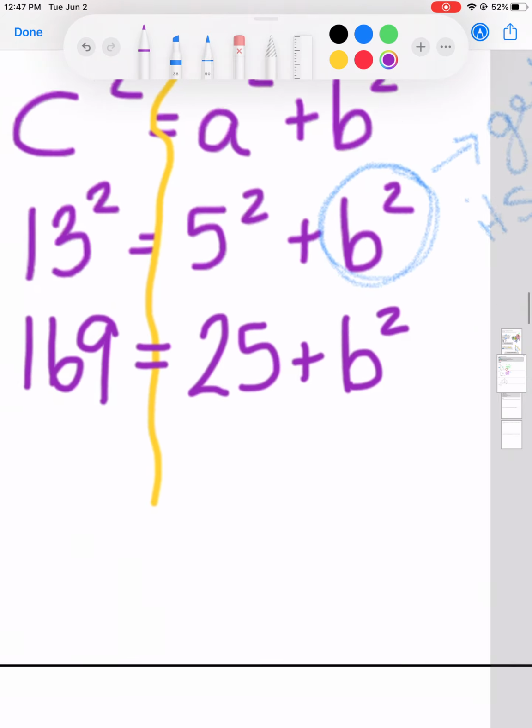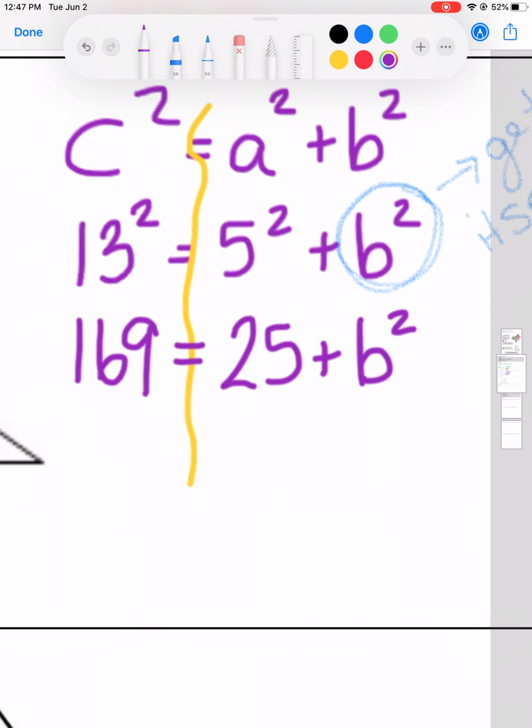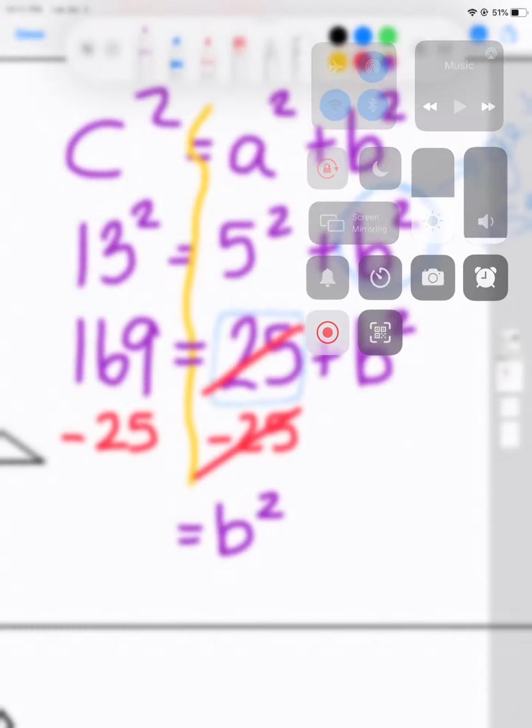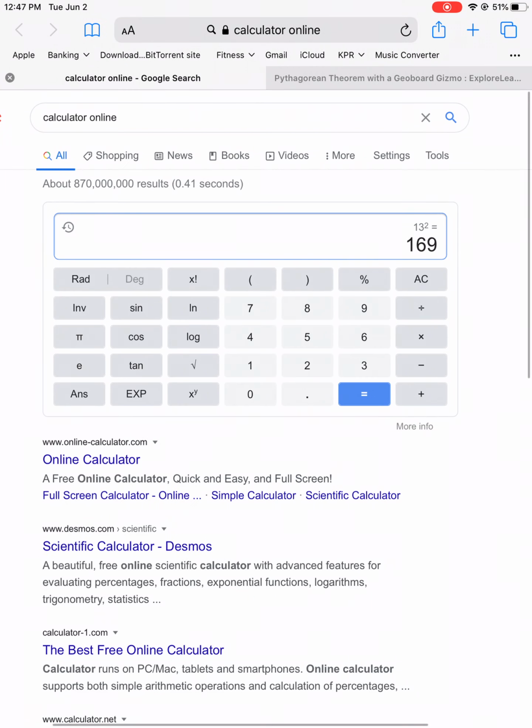Okay, so is b squared by itself? No. How do I get rid of it? Well, I need to get rid of this 25, so it's by itself. So how do I get rid of positive 25? I do minus 25, and then I do minus 25 here. So those two would cross out. That's going to give me b squared equals 169 minus 25. It's already in there, so I'm just going to add in minus 25.